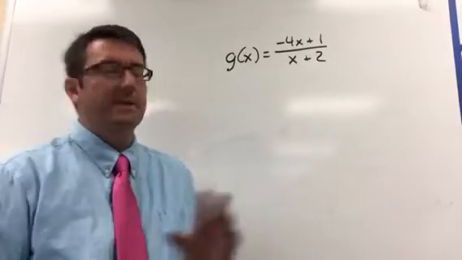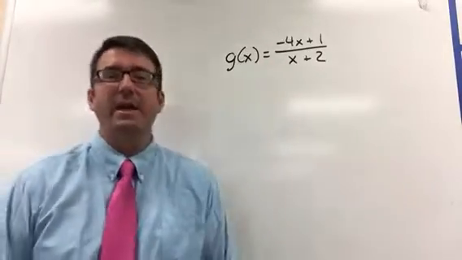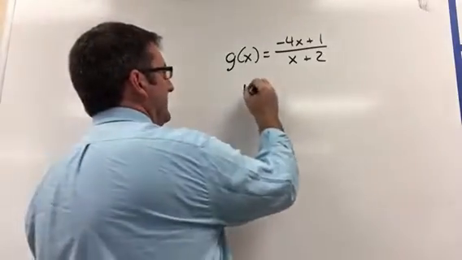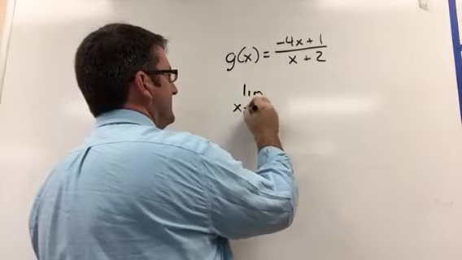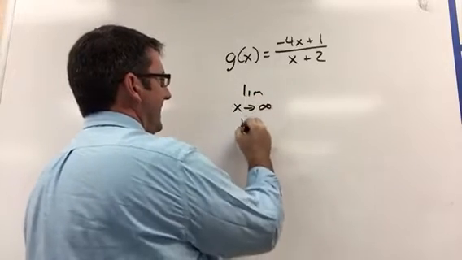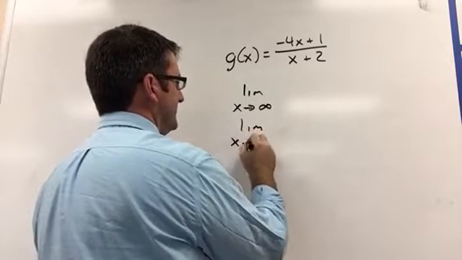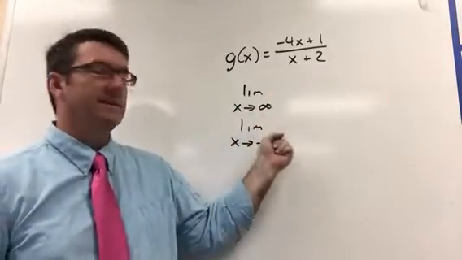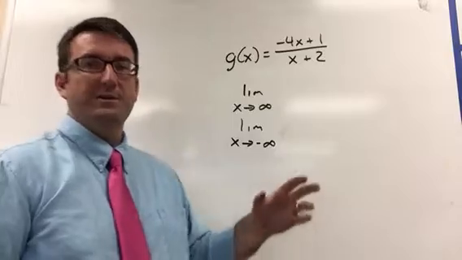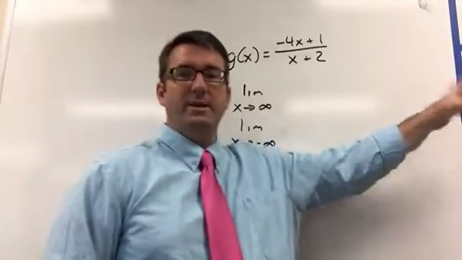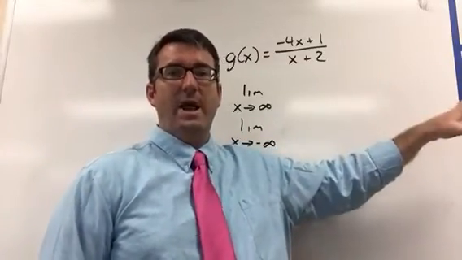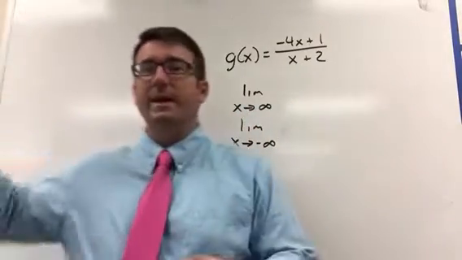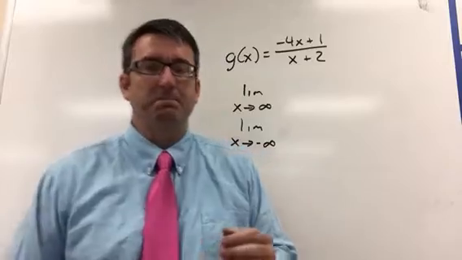All right, number 9, we're asked to describe the end behavior of this function. So the end behavior is the limit as x approaches infinity and the limit as x approaches negative infinity. This is the right end behavior, this is the left end behavior. So in other words, as x gets really big on the positive side, what happens to the function? And as x gets really negative, what happens to the function?